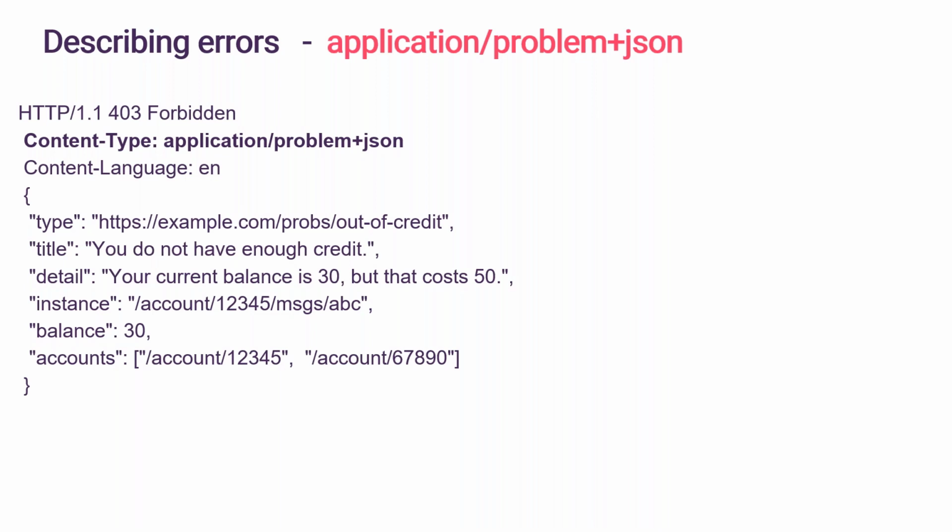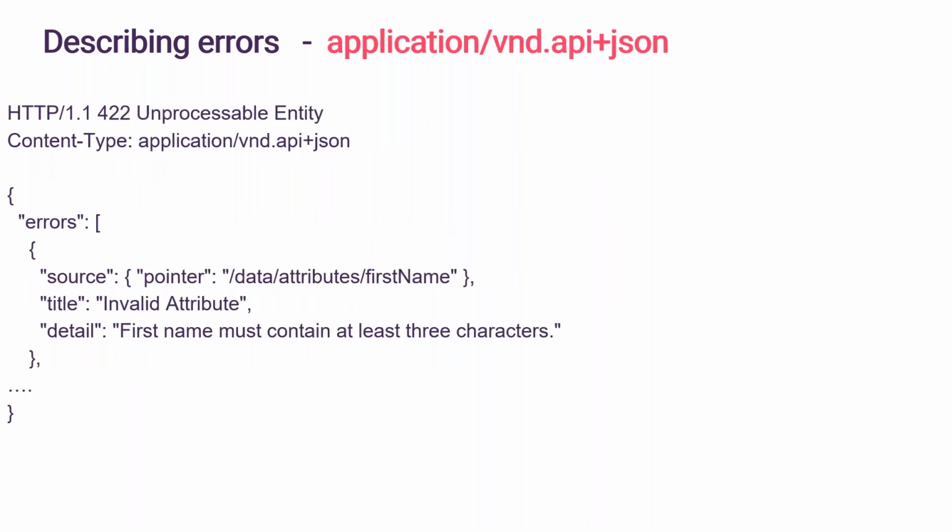One example is problem.json. So you send back content type problem.json to the client when something happens. Something similar is vnd.api+json that standardizes the errors format. So now you have an array of errors, and for each error, you have source, title, and detail. And if you look here, detail gives you the validation error that there is in .NET.